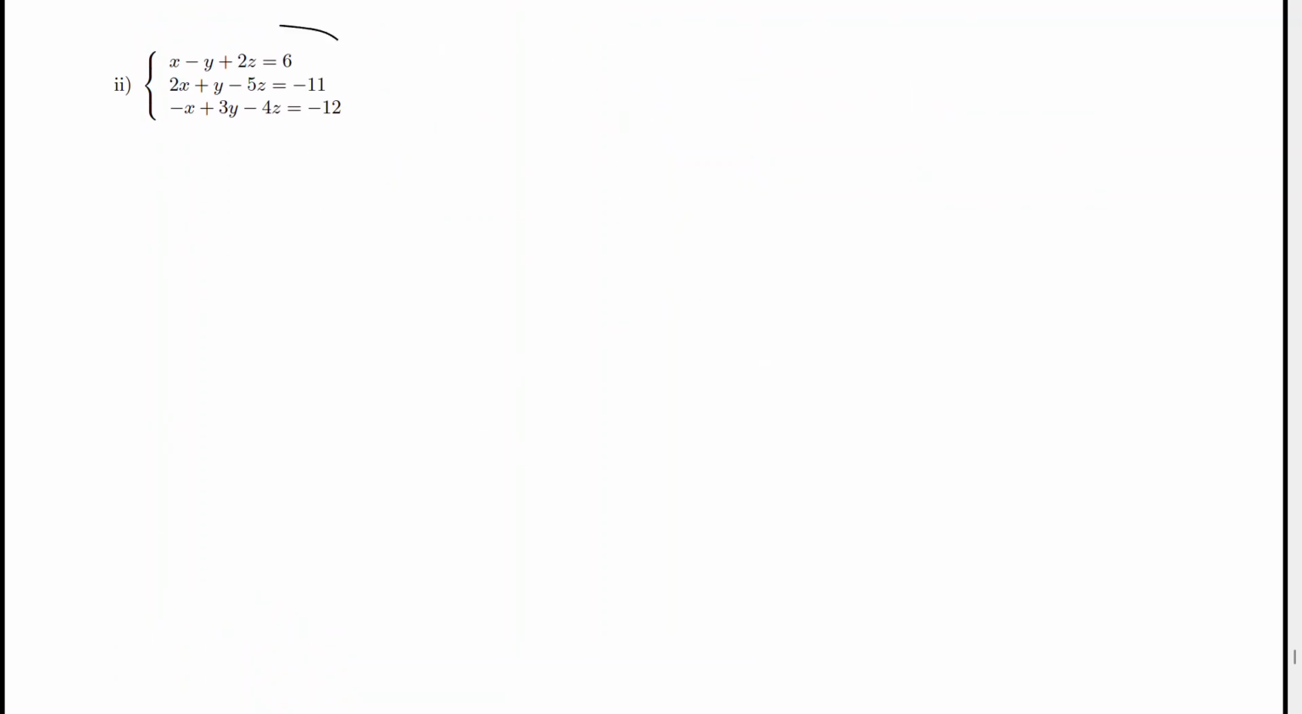So again, I have a linear system of equations. I'm going to turn this into a matrix equation. The way to do that is first make sure all the x's are lined up, the y's are lined up, and the z's are lined up, and everything after the equal sign is all lined up. And we'll turn it into a matrix equation by putting the coefficients, which are 1, negative 1, 2, and 2, 1, negative 5, then negative 1, 3, negative 4 into the coefficient matrix.